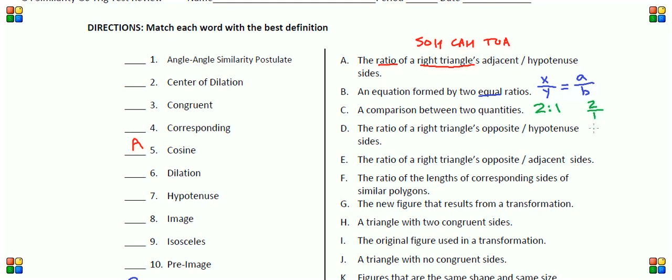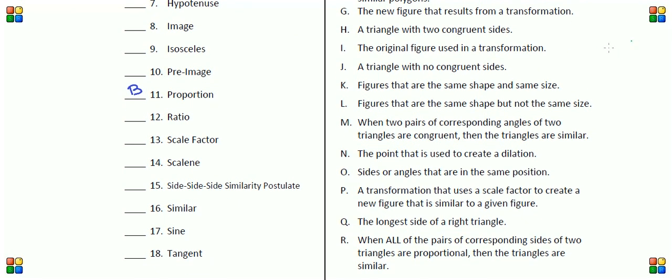We talked about this early on in the unit as far as comparisons between two quantities, that this is an expression that describes a ratio, and 2 to 1 describes a ratio. So a comparison between two quantities would be ratio. Let's scroll down our list, and there is ratio, and that is going to be letter C.